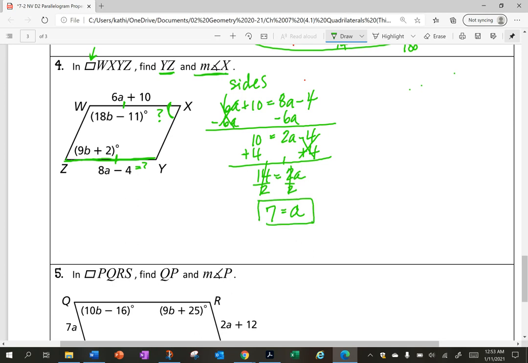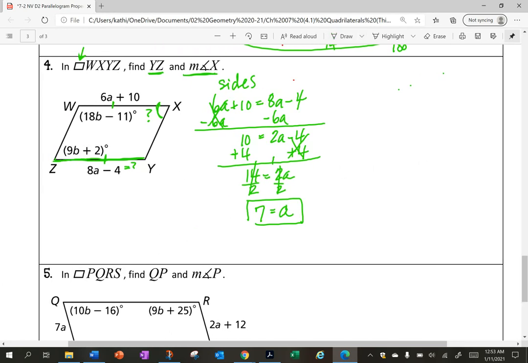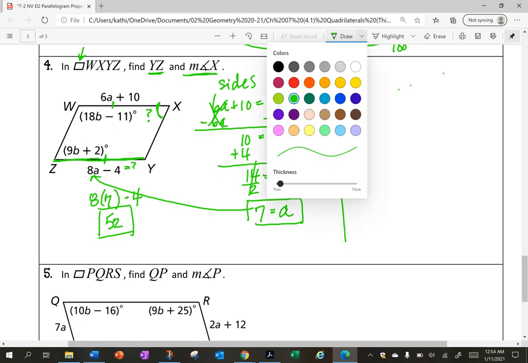So I don't want to know just a. So I want to substitute in because I want to actually know what YZ is. So 8 times 7 is 56. Minus 4 is 52. Okay, so next I need to find the angle.